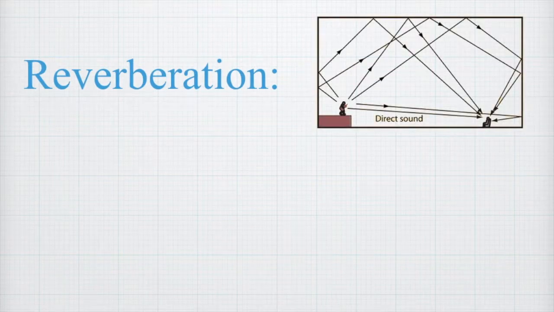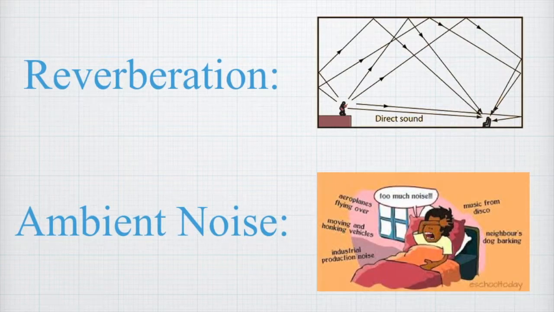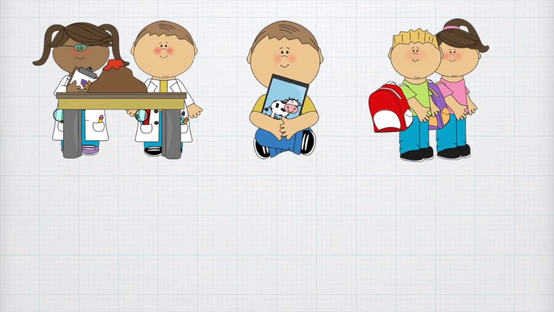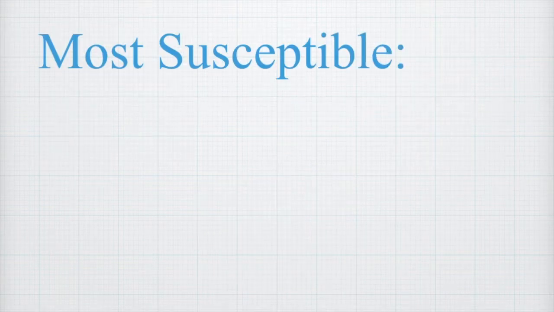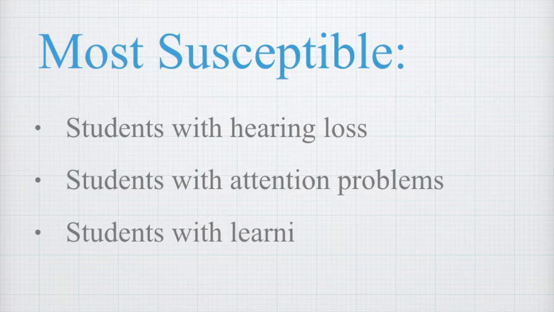The effects of ambient noise and reverberation on the classroom are far-reaching. Several reasons why both should be decreased are better concentration and understanding in students and a dramatic increase in students' academic achievement. It affects more students than others. Children who are most susceptible to ambient noise and reverberation in the classroom are students with hearing loss, including unilateral hearing loss, students with attention problems, and students with learning disabilities, including ADHD.